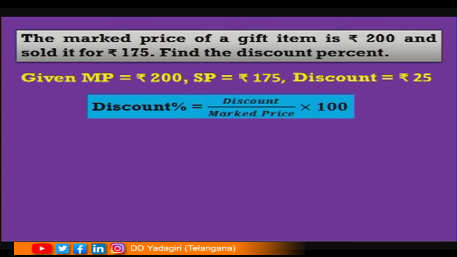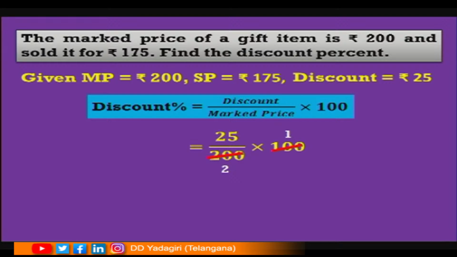So, discount percentage is given by discount by mark price into 100. Now, let us substitute these values of discount and mark price. Discount percentage is equal to 25 by 200 into 100. Now, we can cancel them, that is 100 and 200, 100 goes into 100 2 times.